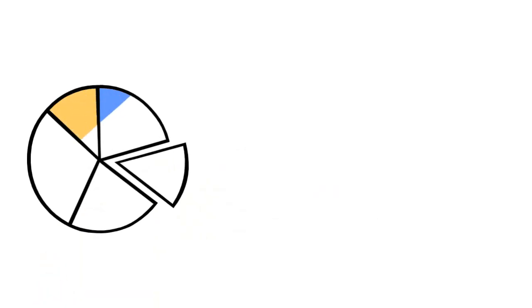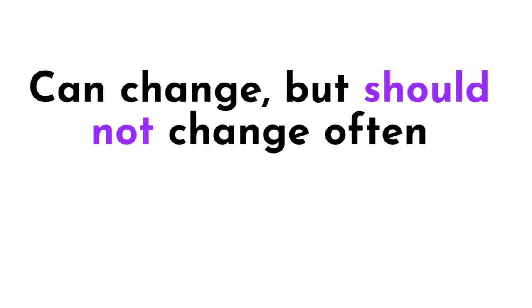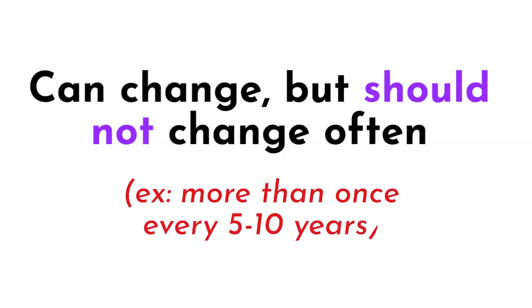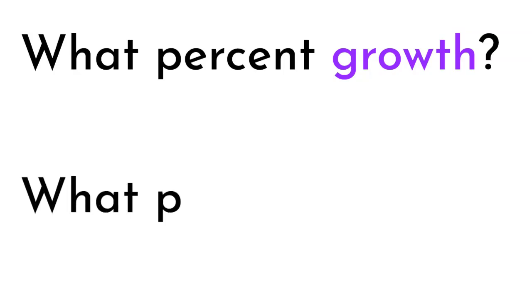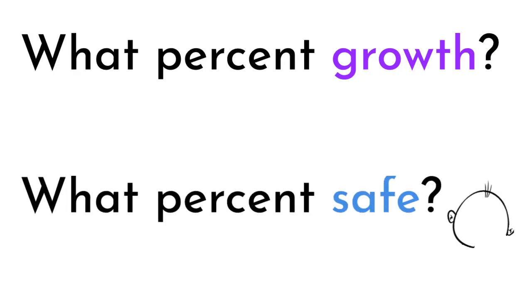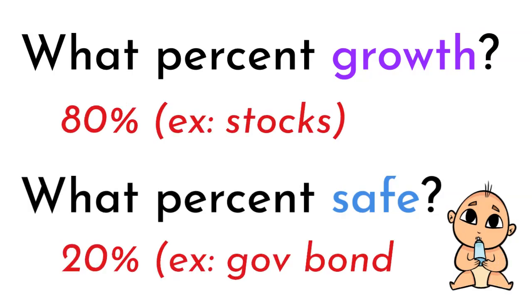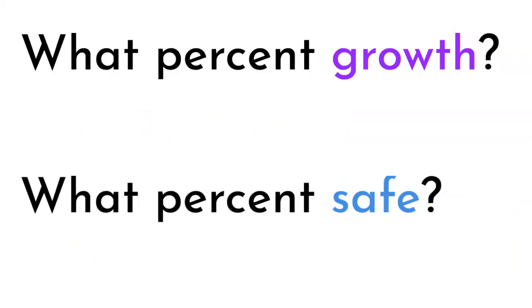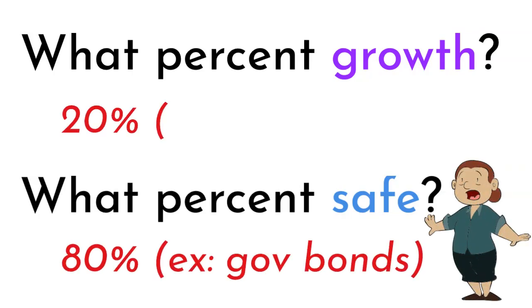What percentages you pick will depend on your goals, needs, risk tolerance, and stage of life. Although these numbers can change, they should not change often. For example, more than once every 5 to 10 years. What percent of your money is going into growth investments? What percent is going into safe investments? If you feel like you can handle more risk and you're young enough to do so, you can focus 80% on growth investments like stocks and 20% on safe investments like US government bonds. However, if you have a deep need for security or you're too old to take big risks, you can flip the numbers around, 80% safe and 20% growth.